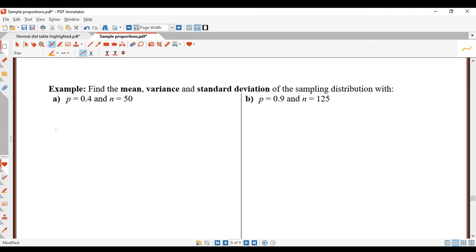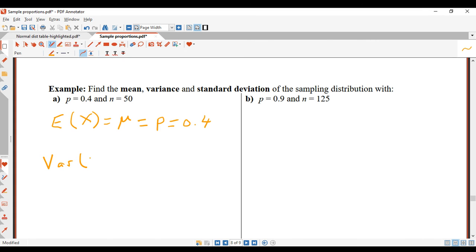All right, so we're going to find the mean, variance, and standard deviation. Let's start off with the mean. Well, we know that the expected value is the mean, and we know that for the sampling distribution, E of x is equal to P, right? And we're already given what P is in the question, it's 0.4. There we go.